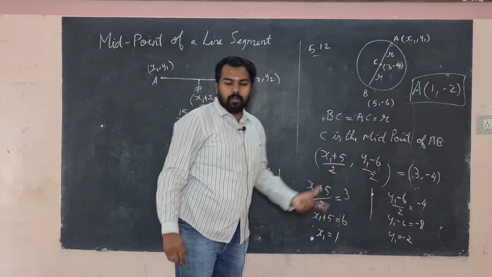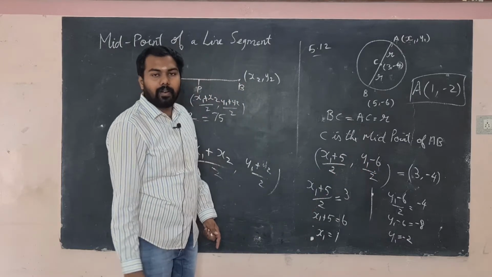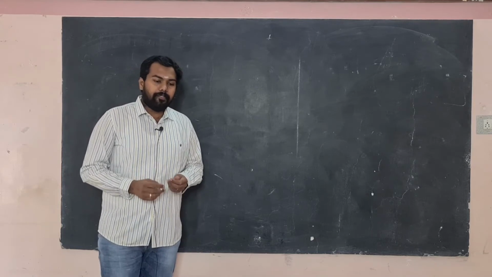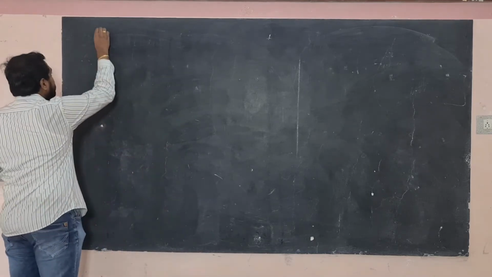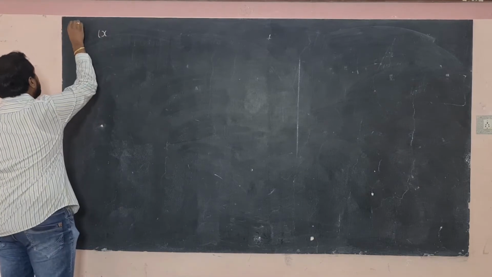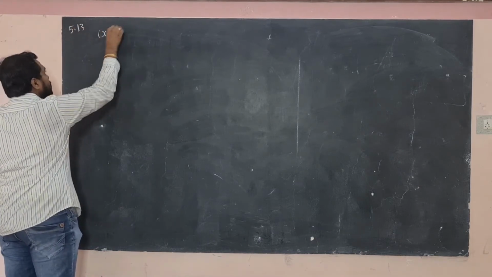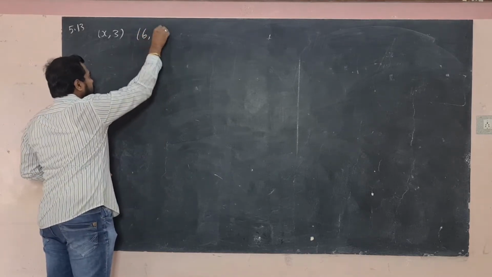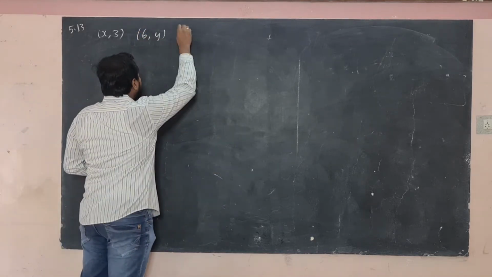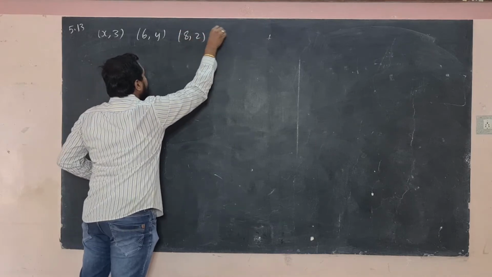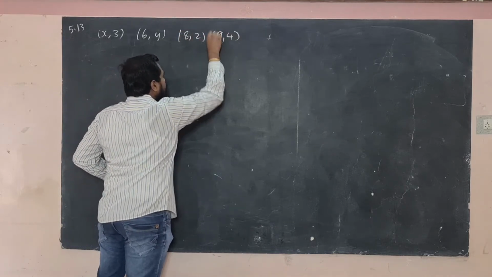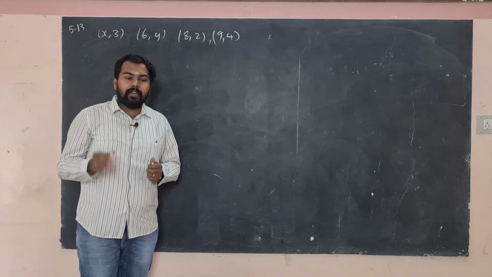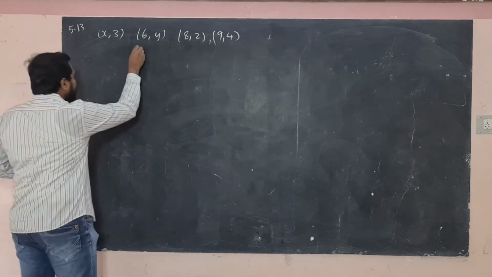Okay, we will go to the next example, 5.13. Example 5.13. What they have given? (x, 3), (6, y), (8, 2) and (9, 4) are the vertices of a parallelogram taken in order என்று சொல்லிட்டாங்க. So I can draw a diagram.